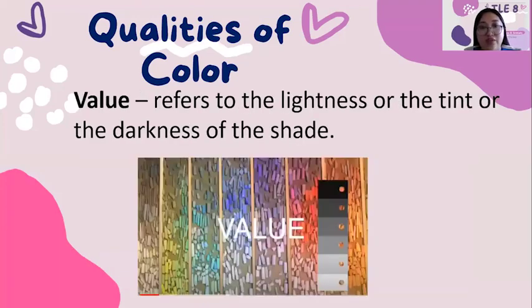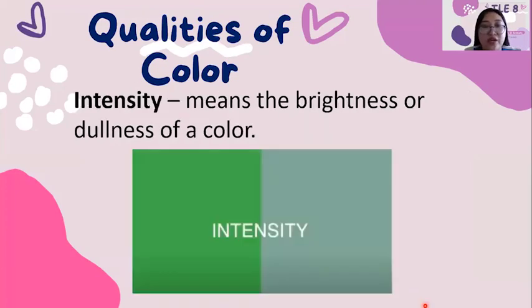Next, we have the value. It refers to the lightness or the tint or the darkness of the shade. The last one is the intensity. This means the brightness or the dullness of the color. An example of this is the green. So this one is the brightest part, and this is the dull part.